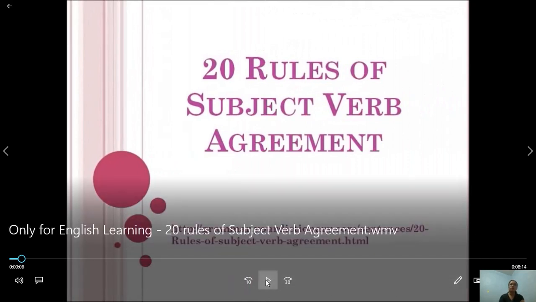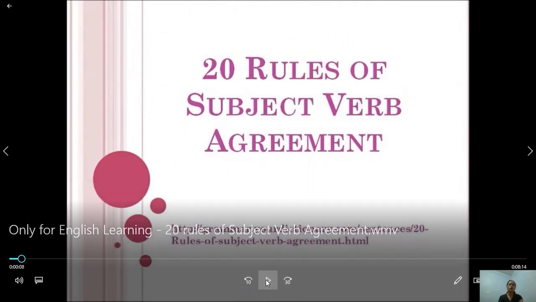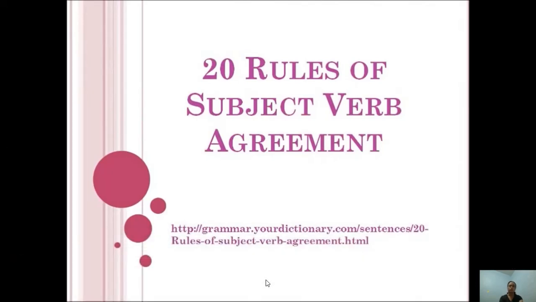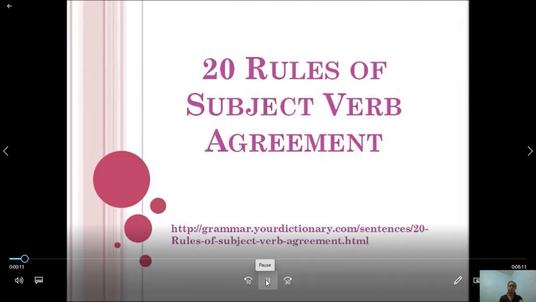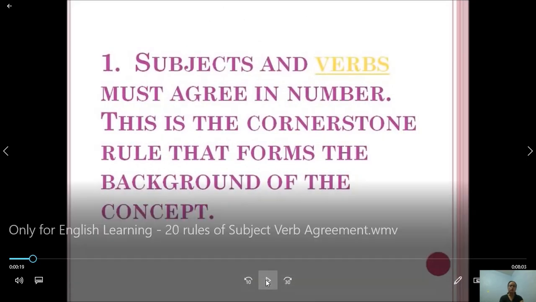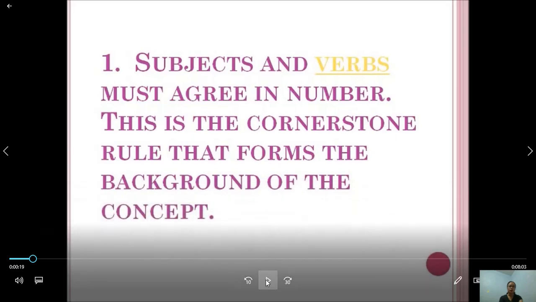So now, we will discuss all about the 20 rules of subject-verb agreement. There are 20 rules of subject-verb agreement. First, subjects and verbs must agree in number. This is the cornerstone rule that forms the background of the concept. Subjects and verbs must agree in number.